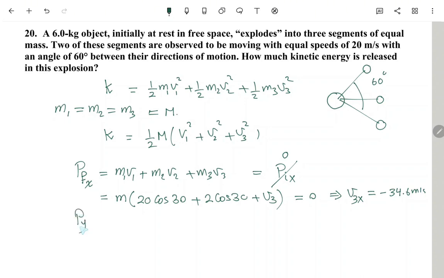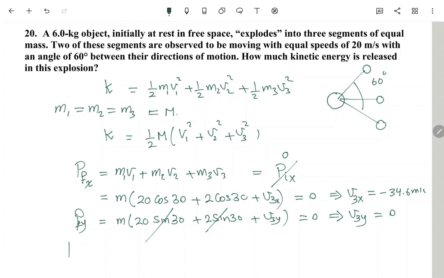Now let's follow the same procedure. P final y equals m 20 sine 30, the y component, plus 20 sine 30 plus v3y, and this whole thing equals 0. The situation here is quite different, because the y component for this one is in the positive direction, while the y component for this one is in the negative. So this will cancel out with this, and in this case v3y equals 0.